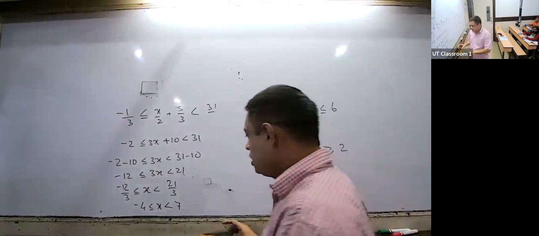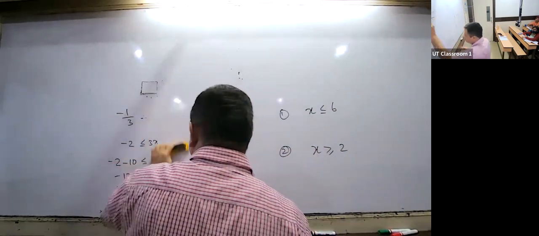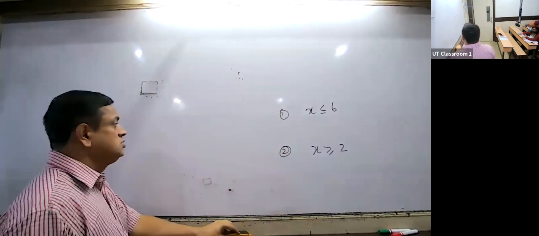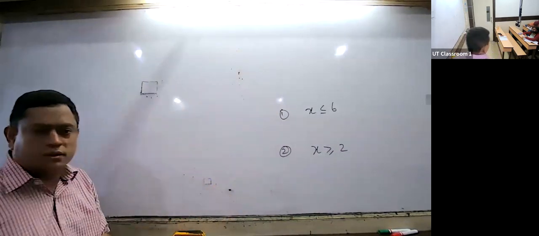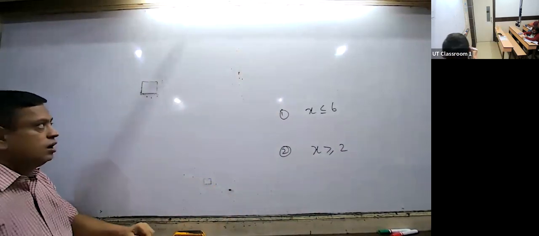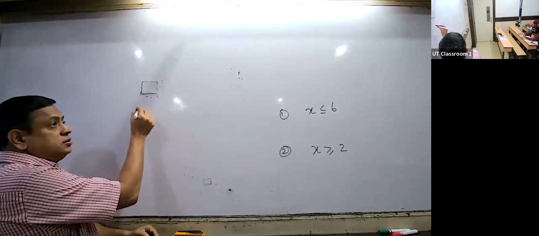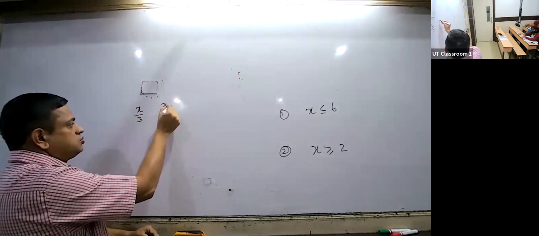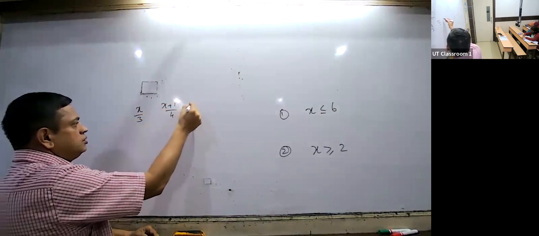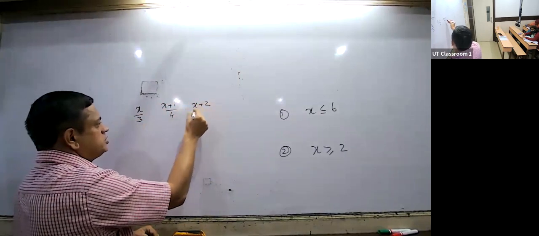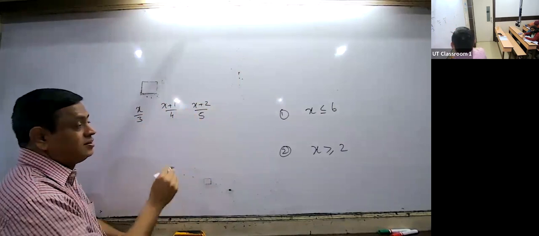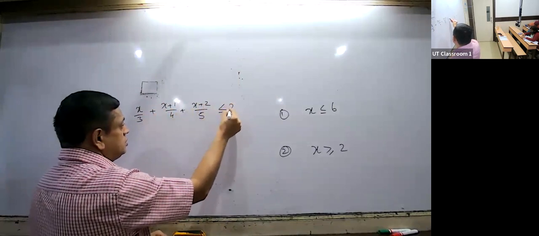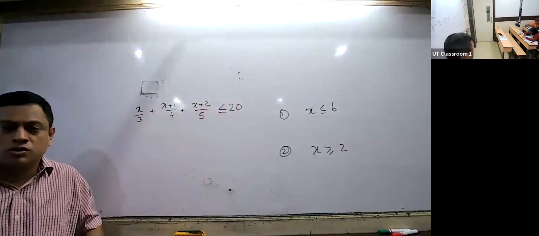Now, 3 consecutive numbers. Let the 3 consecutive numbers be x, x plus 1, x plus 2. Then the sum of what? The first one, 1/3 of the first: x by 3. Then 1/4 of the second: x plus 1 divided by 4. And 1/5 of the third: x plus 2 divided by 5 is less than or equal to 20. At least 20, isn't it? Or at most 20. Correct. At most 20 means less than or equal to 20.